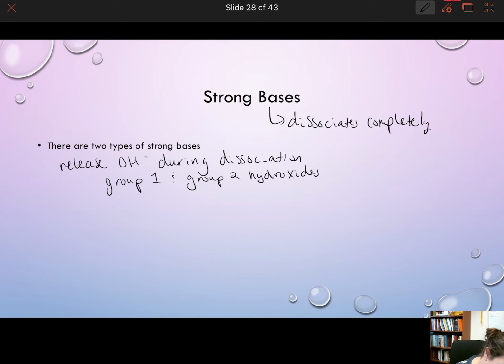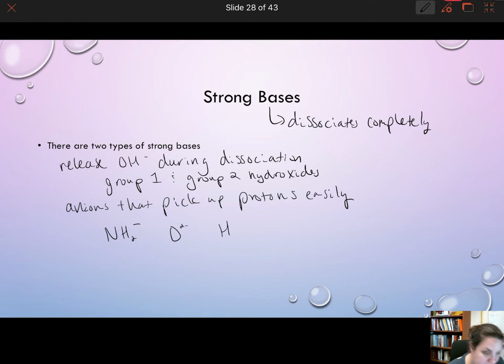And then the other one is anions that pick up protons. So something like NH2 minus, O2 minus, and H minus. So these are things that are highly unstable as an anion, so they're going to very easily pick up a proton.